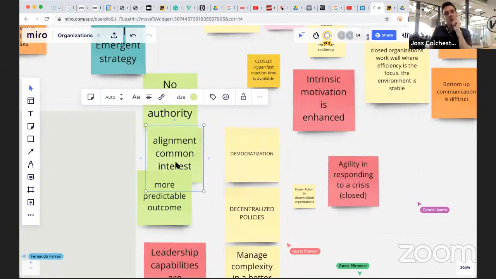Well, let's focus on this one, alignment of common interests. How do we get alignment in a centralized organization? Some people are in charge and they make decisions, and then there's a chain of command, and they make sure everyone's in line with the execution of those decisions. And what you're saying here, alignment, common interest, how do you think you get that in a decentralized organization? Difficult question.